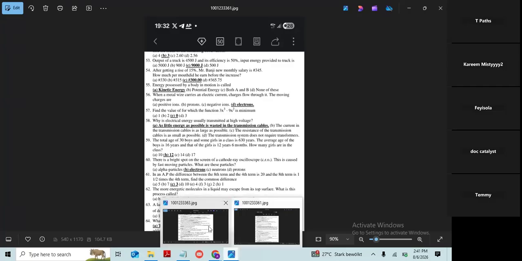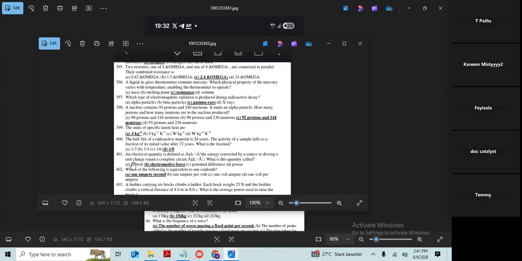Now, where are we? Number 401. An electrical quantity is defined as what? That is electromotive force. Electromotive force is the energy converted by a source in driving a unit charge. So electromotive force is used to drive a unit charge from the point to the point at infinity. 402. Which of the following is equivalent to coulomb? The answer is 1 ampere second.